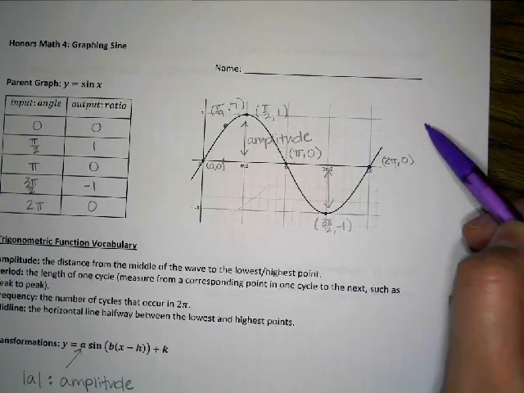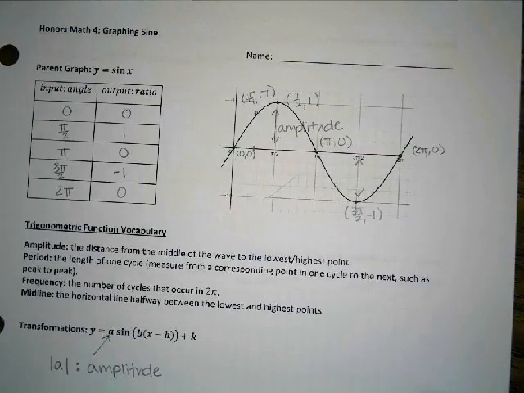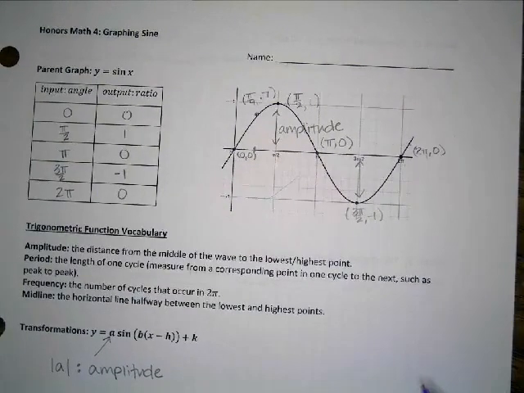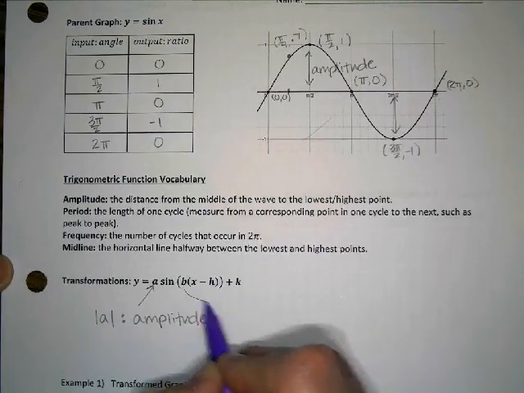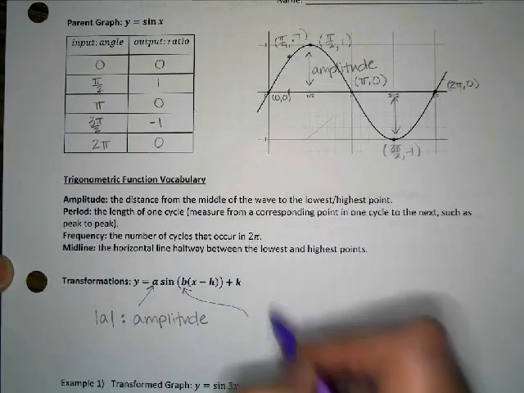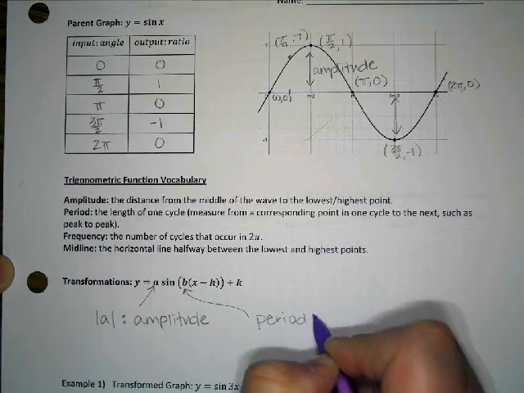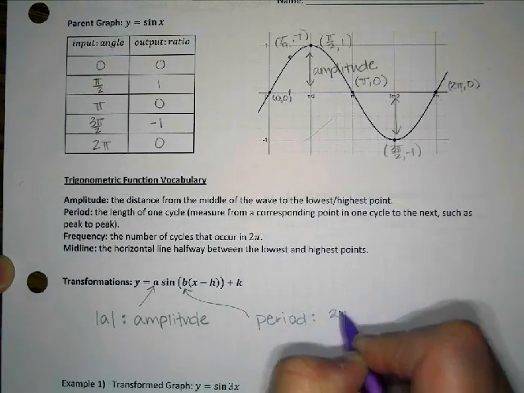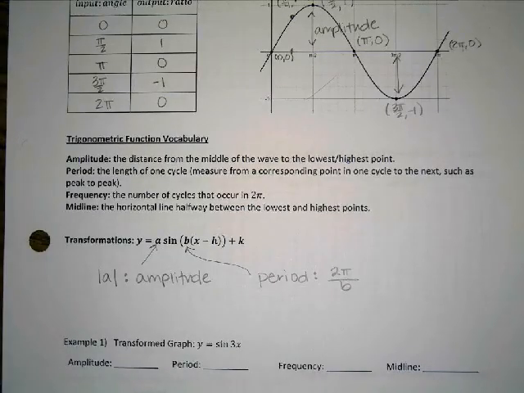So the period can be impacted by the B value in front right here. Okay, so the formula for the period of the graph is you're going to do 2 pi divided by the b value. And for trig functions, we don't talk about horizontal stretch or compression. We don't use those words. All right, we just talk about the period of the graph.